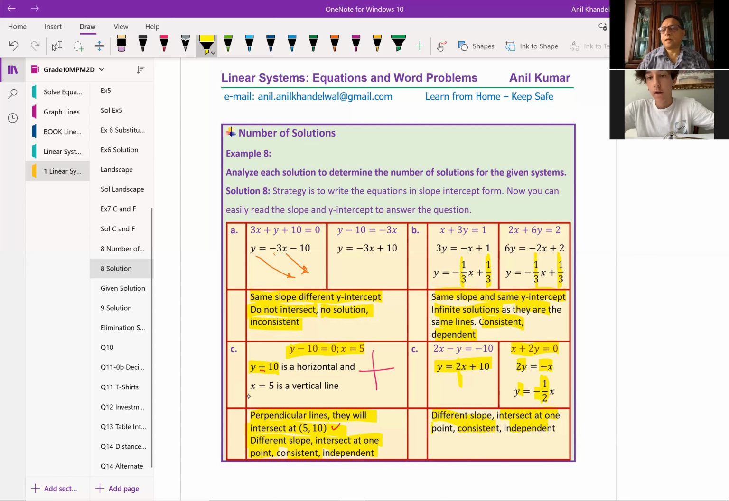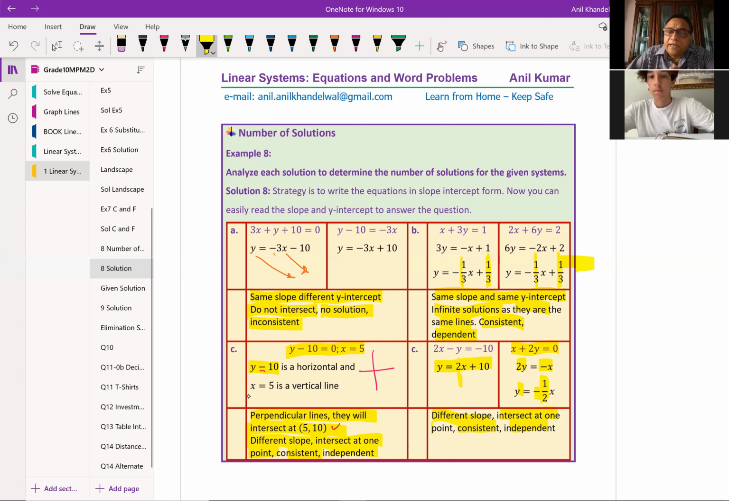So if the y-intercepts are different and they do not intersect, that means it's inconsistent. Yes. They are parallel. And if they have the same y-intercept and they do intersect, it's consistent. Yes, infinite solutions. Okay.